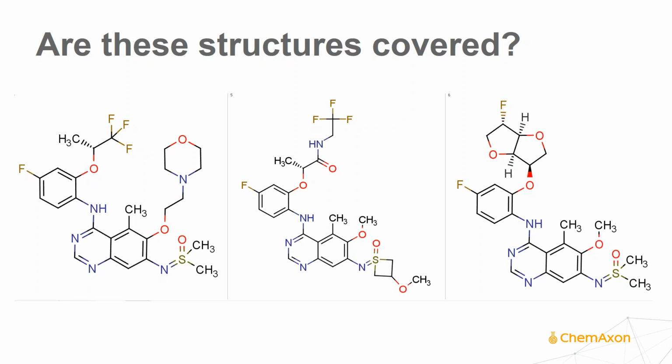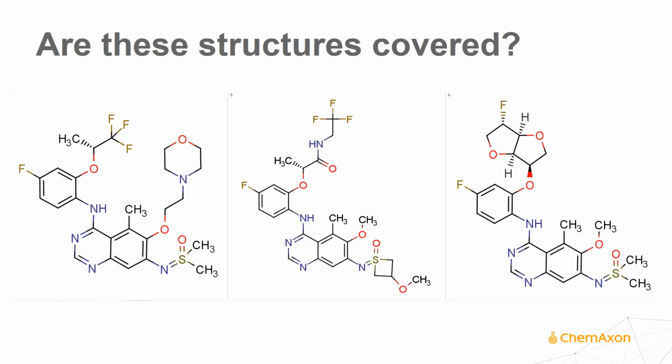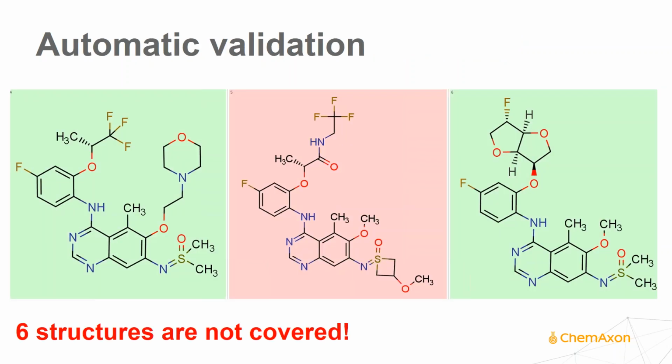contain the scaffold of the Markush structure. If we go back, you can see that. So, however, I'm quite sure not all of them are matching. If you do our Markush extraction and check the structures against the Markush, you will immediately see that 2 of them are matching, but the middle one is not. If you check all of the structures, you will see 6 structures are not covered by the claim.